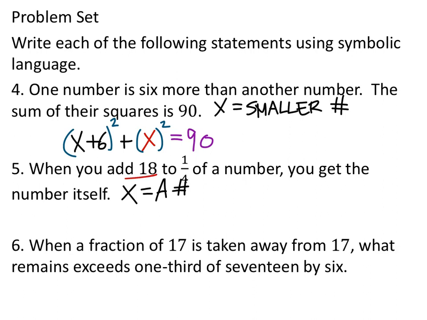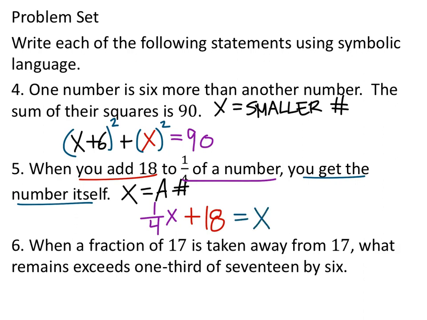Right here it says if you add 18, so whatever it is, we're going to add 18 to it. And that number we're adding 18 to is 1/4 of the number. That'd be 1/4 of the number, meaning we multiply by the number we don't know, which is x. Then it says you get the number itself, which would be equal to x. And that would be the equation. So again, we've defined the variable and we have the equation. If you wrote 1/4 of x, that also works.